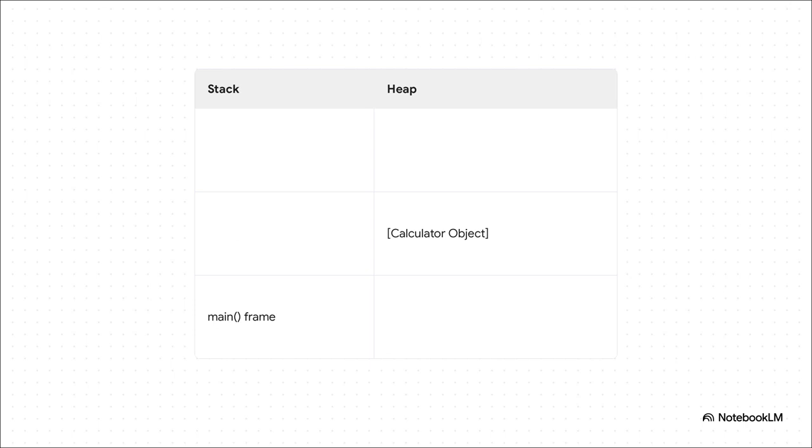And what happens as soon as the add method is finished doing its calculation? Poof! Its stack frame is instantly destroyed. It's popped right off the top of the stack. This is the golden rule of the stack. Last in, first out. The computer now sees the main frame on top again, and it just picks up right where it left off, like it never missed a beat.